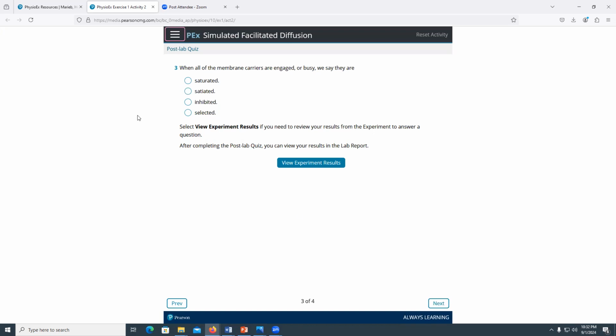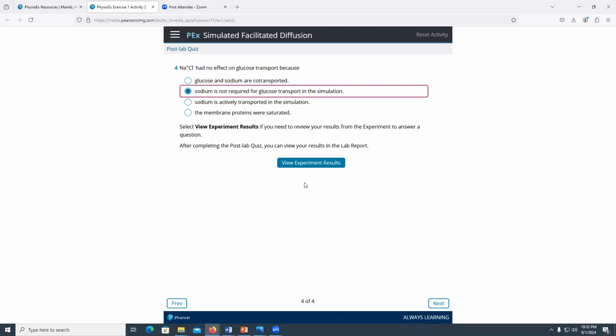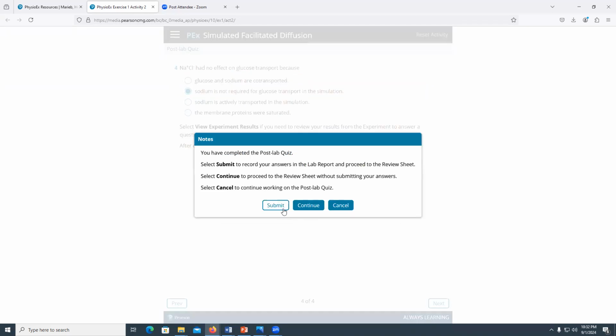When all the membrane carriers are engaged or busy, we say saturated, transport maximum has been reached. Sodium chloride had no effect on glucose transport because sodium is not required for glucose transport in the simulation. That sounds like a good answer.